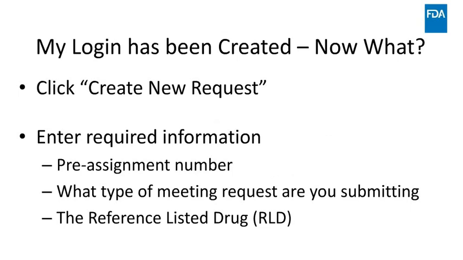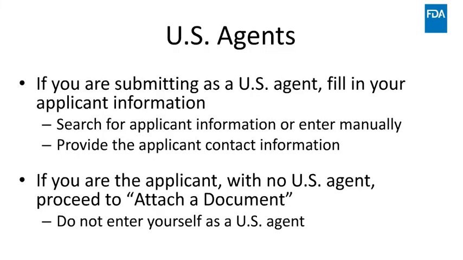Okay, so my login's been created. Now what do I do? So you want to create a new request. You're ready to create a new meeting request. So you enter, again, it's going to ask you a series of information, including your pre-assigned number. So it's not going to let you get any further unless you have your pre-assigned number. It's going to ask you what type of meeting request you're submitting. So for example, a product development meeting or a pre-submission meeting, and it's going to ask you what your reference listed drug is. So those things you're going to have to know before you can move on to the next part.